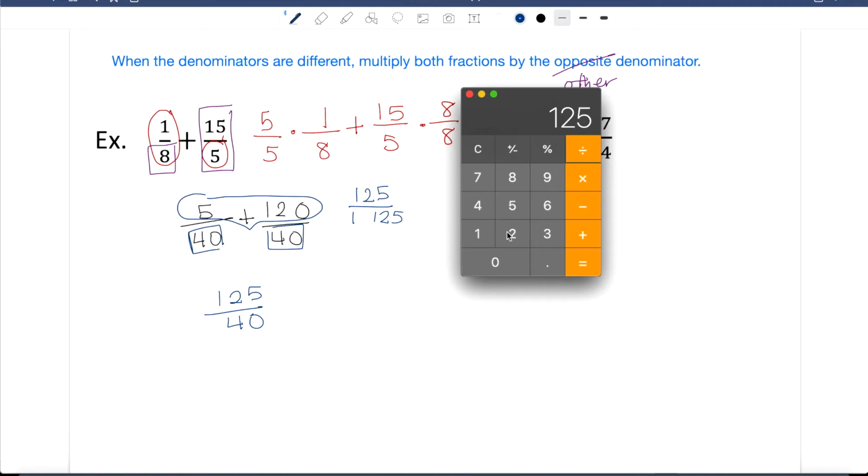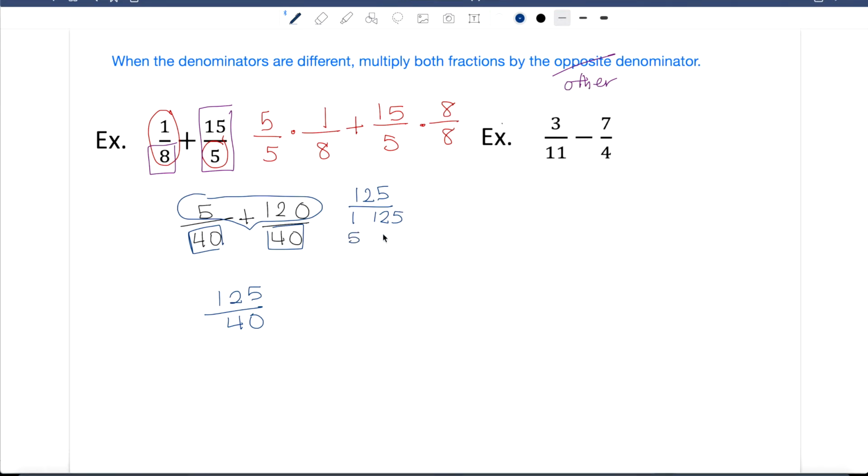125 divided by 2 doesn't work. It's not a whole number. Doesn't work. 4 also doesn't work. There you go. So it was 5 and we got 25. So 125 divided by 5 is 25. 5 times 25 is 125.